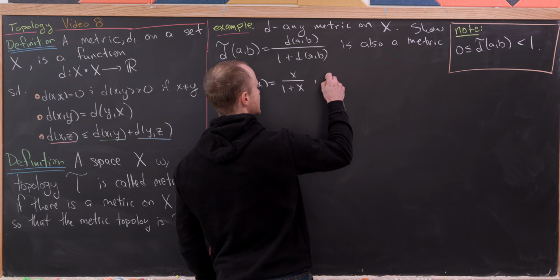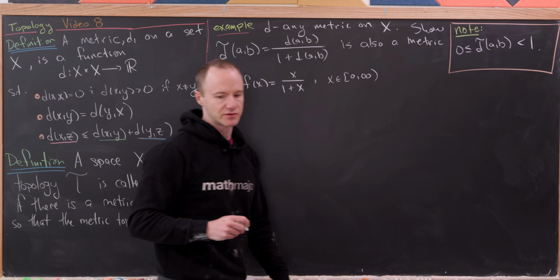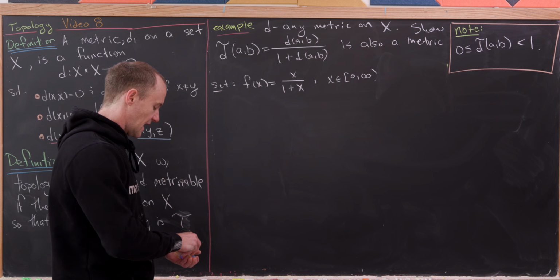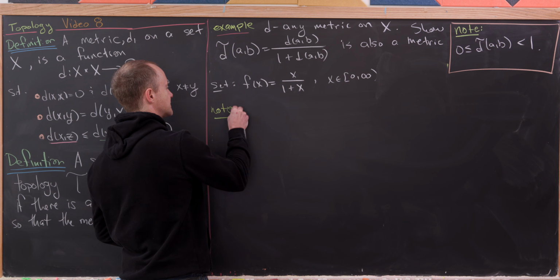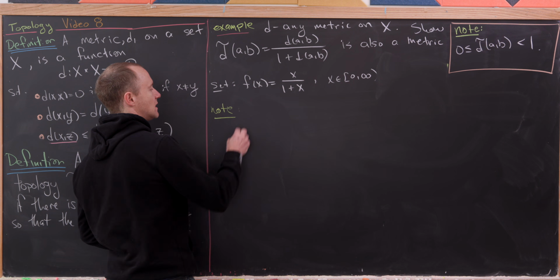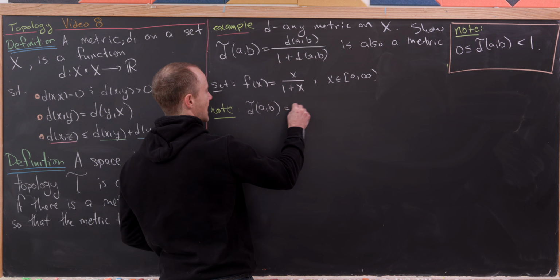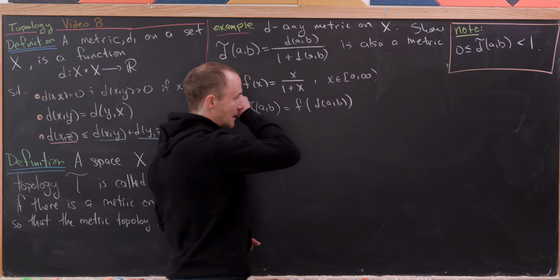And let's consider this as just a function from 0 to infinity, so just a function on the non-negative real numbers. And now let's quickly note why we're looking at this function in the first place. Observe that our new thing that we want to show is a metric, d tilde of a b, is simply f evaluated at our old metric a b.